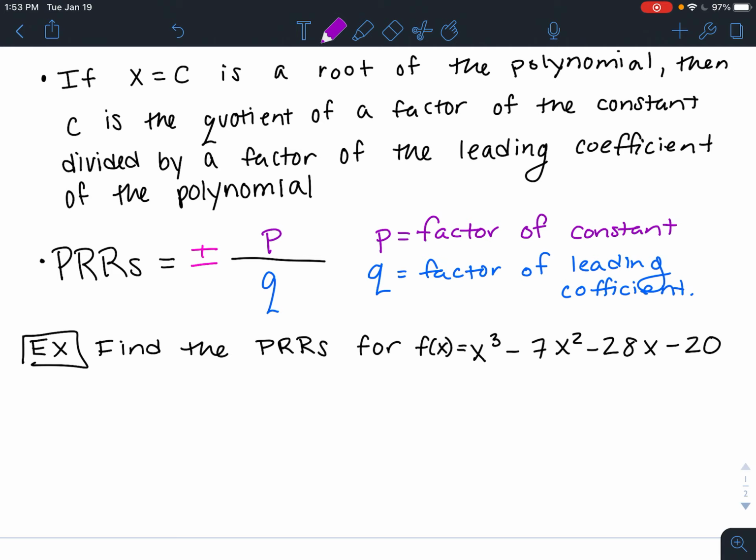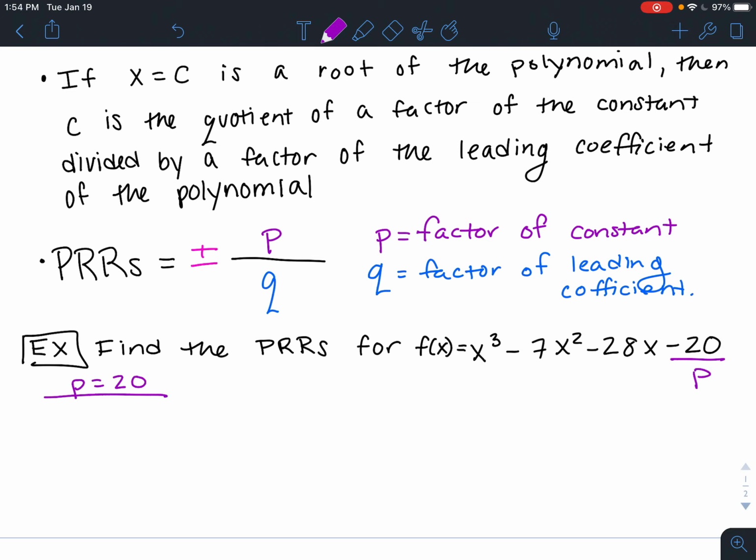So P is the constant term. The constant term is the number in the function that has no variable with it. So this is going to be my P. The first thing I'm going to do is write P is equal to 20, and then I'm going to list all of the factors of 20.